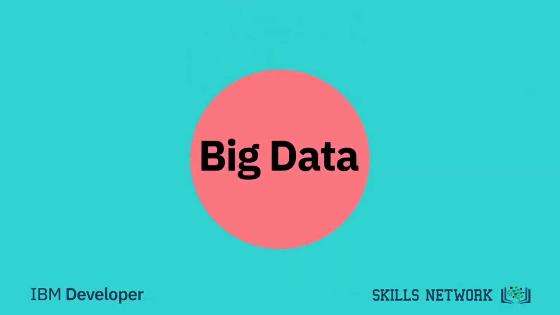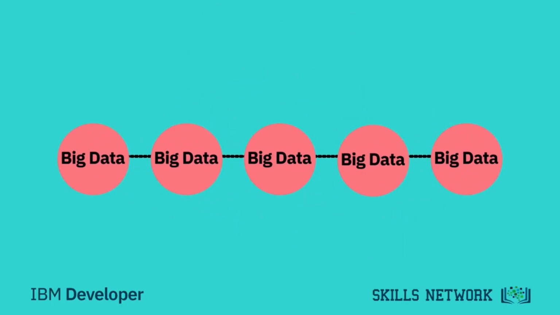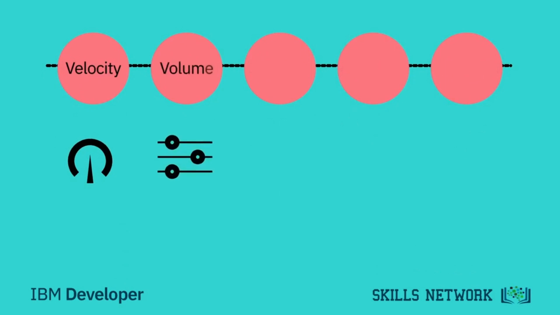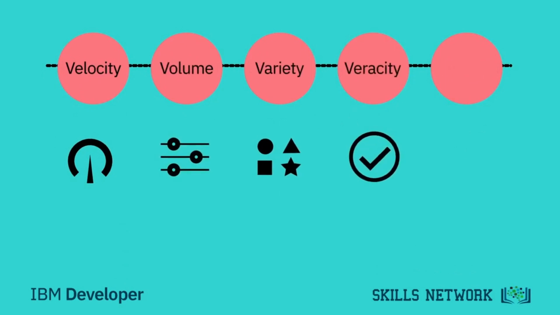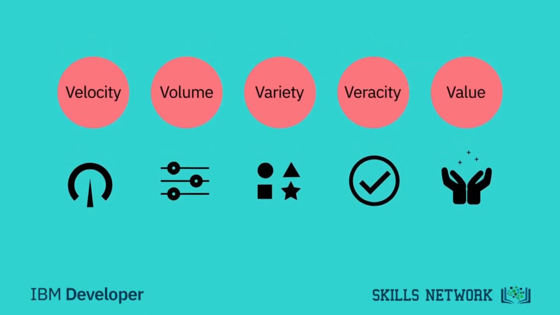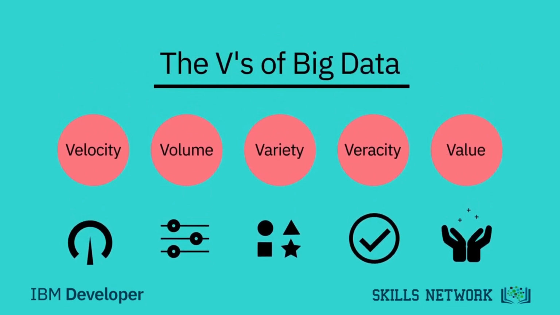There is no one definition of big data, but there are certain elements that are common across the different definitions, such as velocity, volume, variety, veracity, and value. These are the V's of big data.